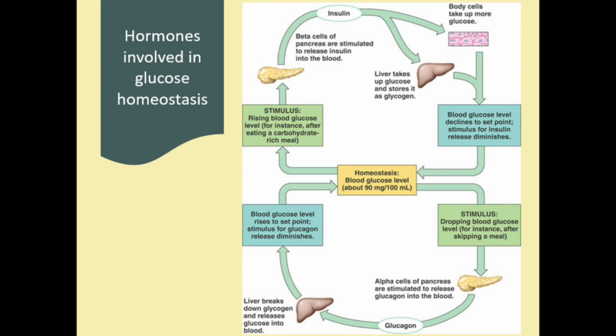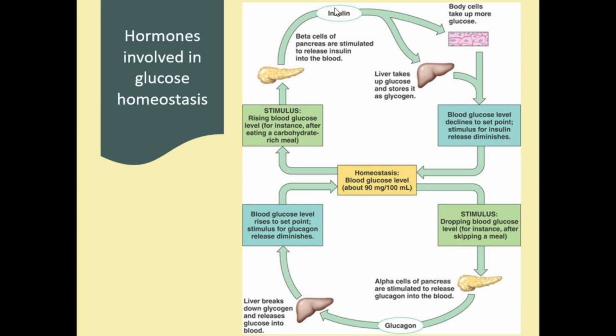So they will start to rise. And instantly then, that will become the stimulus. So now, rising blood glucose levels, for instance after eating a carbohydrate-rich meal, like our cake and can of Coke for breakfast, is again detected, and a message is sent to the beta cells of the pancreas, and they are stimulated to release insulin into the blood.